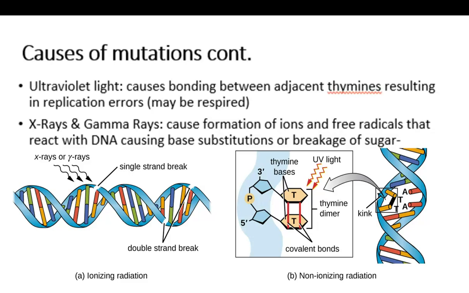And also ionizing radiation, such as X-rays or gamma rays, that are very strong and can actually penetrate into the tissue and into the organism. They can cause the formation of ions and also free radicals, and then it can cause damage in the DNA. They can cause point mutation or substitution, or even breakage in the sugar and phosphate backbone as well.